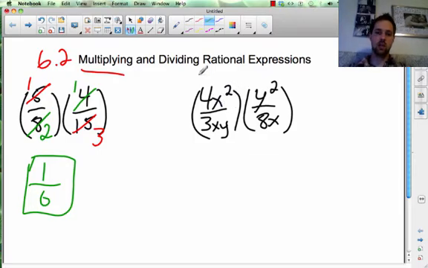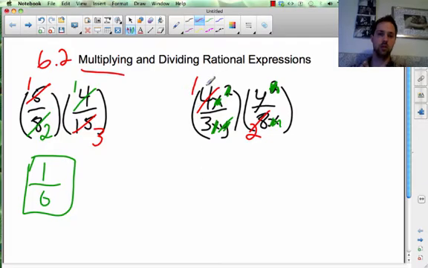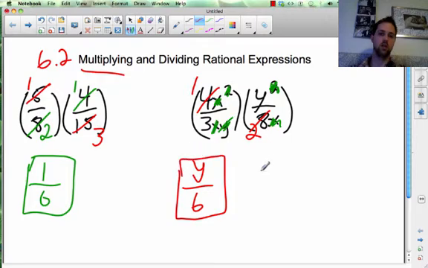Variables work in much the same way. Here we have two x's in the numerator. One of these will cancel with this one, and the other one will cancel with this one. Here we have two y's in the numerator. One of them will cancel with this one, and that's it for y's. And then your 4 and your 8, 4 is 1/2 of 8. So all we're left with in the numerator is a 1 times y, which is just y, and in the denominator we have a 3 times a 2, which is just 6, y over 6.